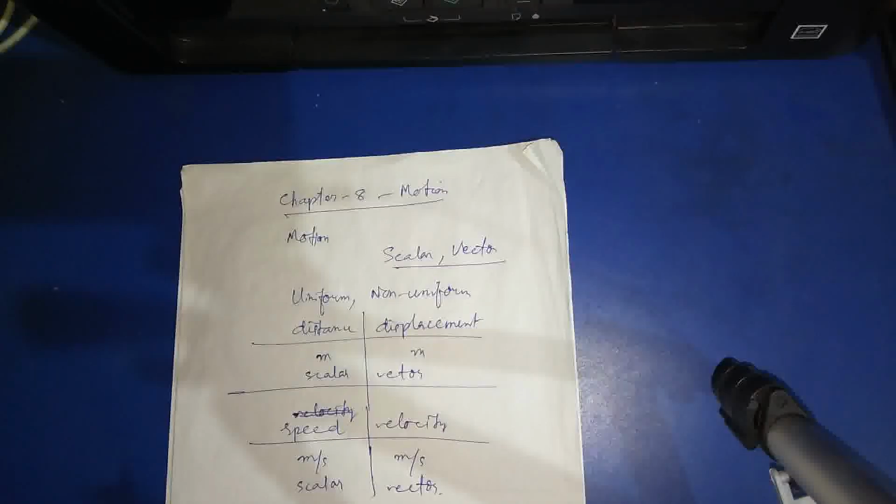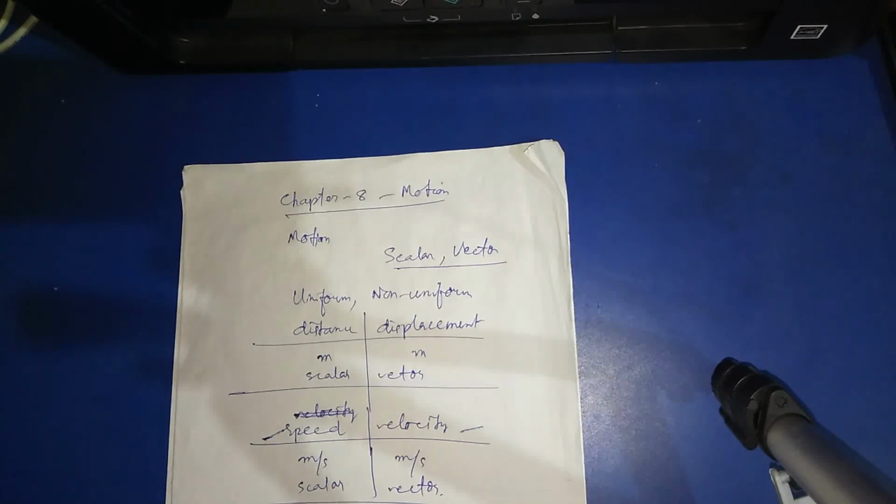Then next, we go to speed and velocity. Speed is defined as distance per unit time, or the distance covered per unit time, and velocity is displacement per unit time. Both of their SI units are the same, that is meter per second, for speed and velocity respectively. But speed is a scalar quantity and velocity is a vector quantity.